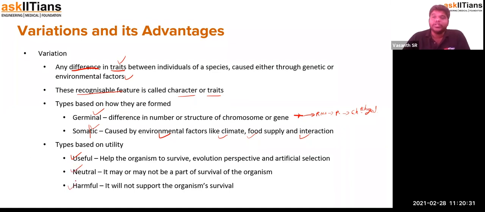The third one is the harmful one, where the change in the genetic material will literally kill or question the existence of the organism itself. So we call them harmful. So there are 3 different types of variation that could be the result after the genetic material has gone through variation. It could be useful, it could be neutral, or it could be harmful. Okay, so this is about variation. It could have advantages and disadvantages.